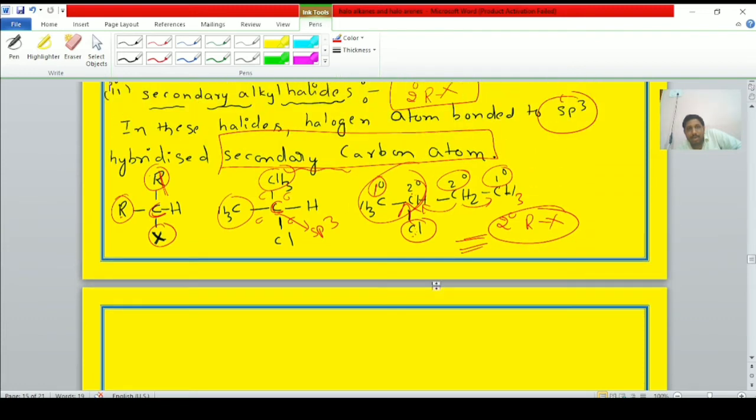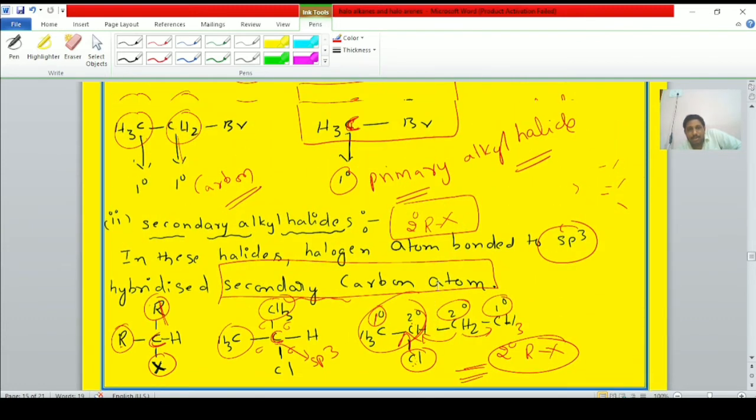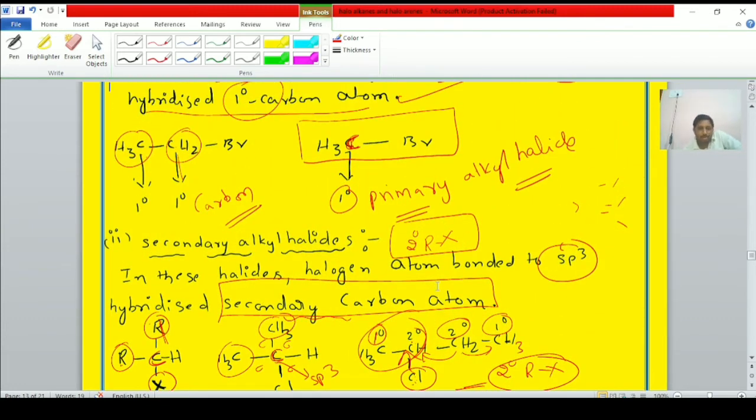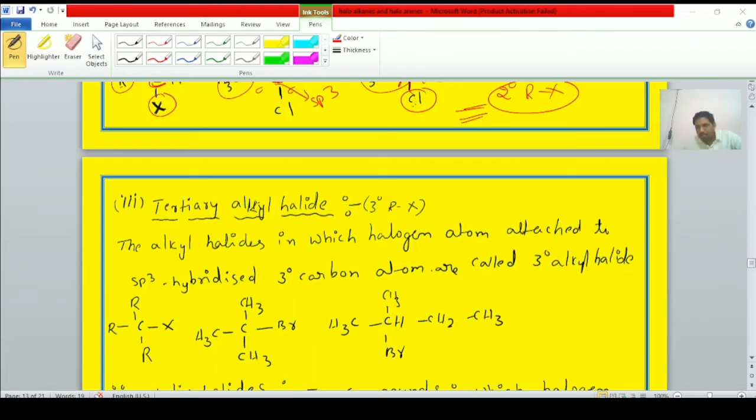Secondary alkyl halides. Copy this, student. Okay, next continuation, students. Primary alkyl halides completed, secondary alkyl halides completed.